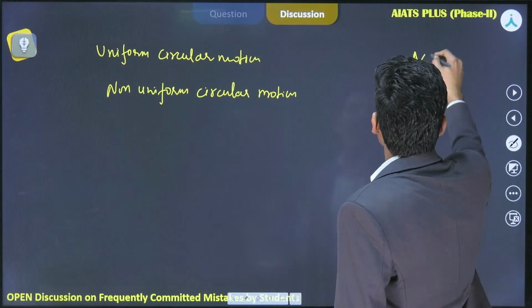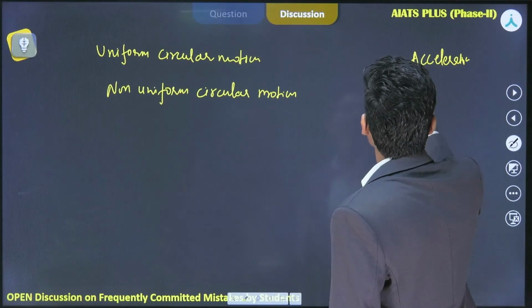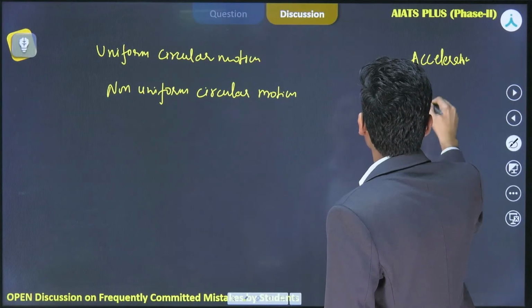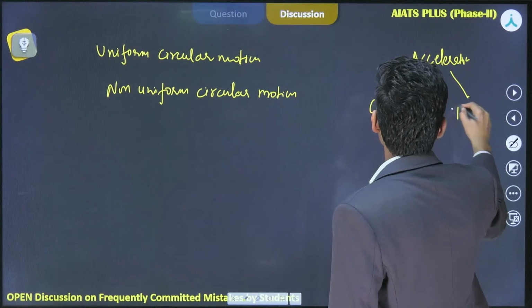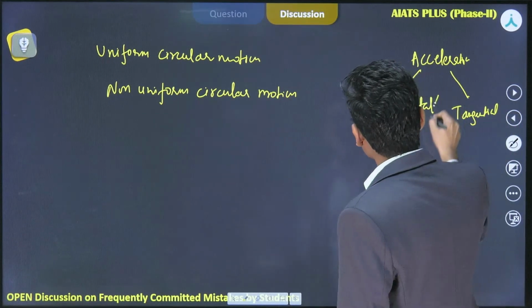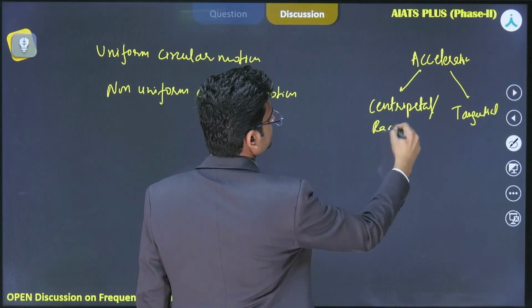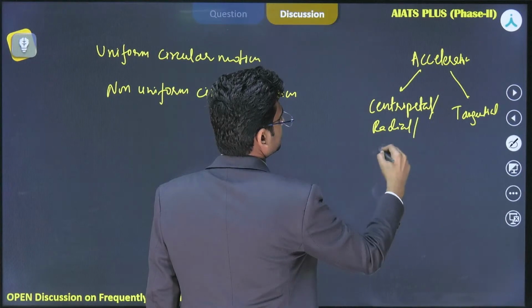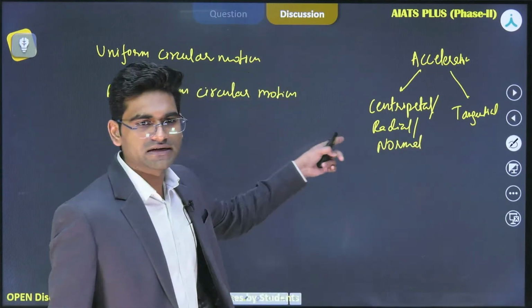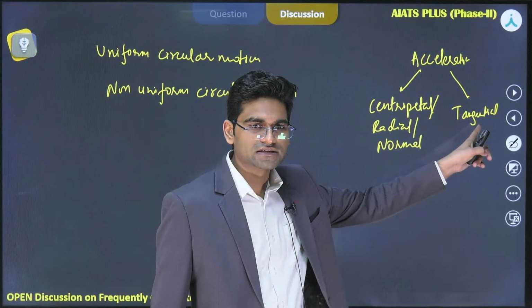Acceleration is of two types. One is centripetal and the other one is tangential. This centripetal has two more names: one is radial acceleration and the other is normal acceleration. So centripetal, radial and normal, these are the same accelerations. The other one is tangential acceleration.